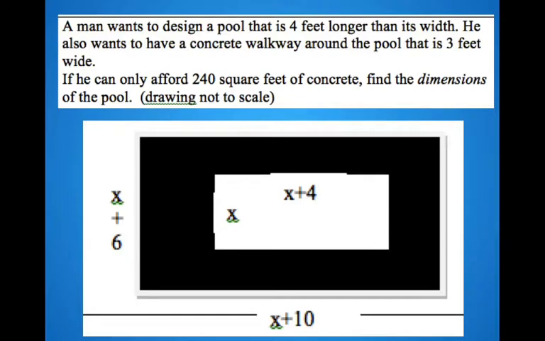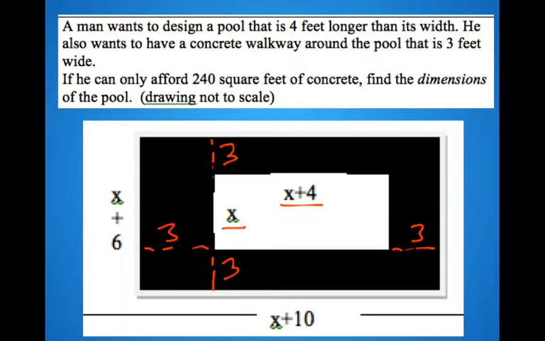Alright, so this one is a pretty challenging application. So we have a pool that is 4 feet longer than its width. So you can see that this is the width, it's x. The length is 4 feet longer, so it's x plus 4. He wants to have a concrete walkway around the pool that's 3 feet wide. So picture this is 3, this is 3, this is 3, and this is 3.